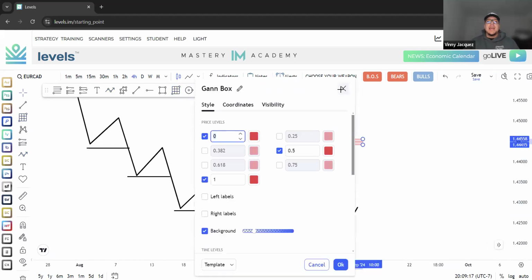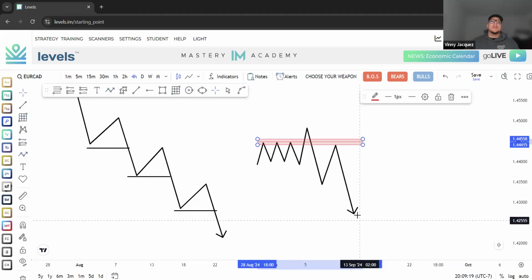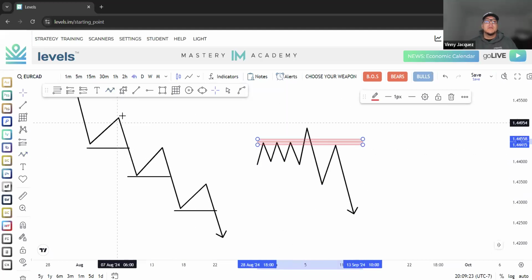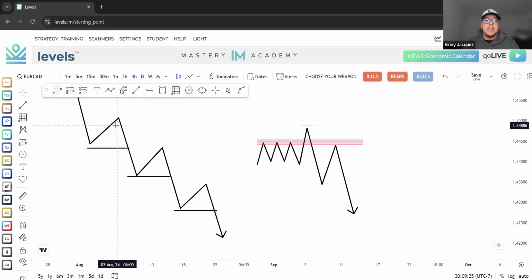Now, I like to look for this pattern when the market is downtrending. Where can I find this specific pattern, guys? Usually in these areas here.